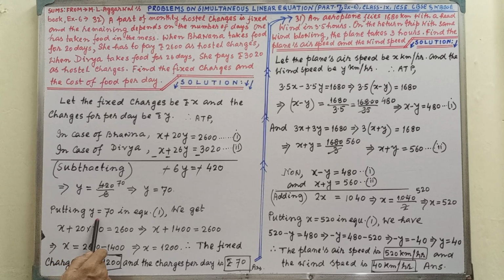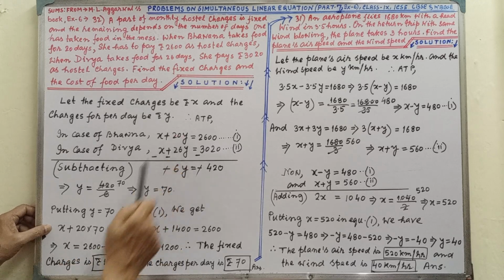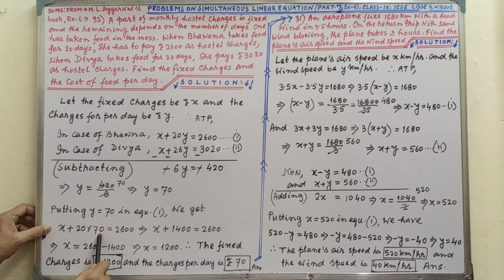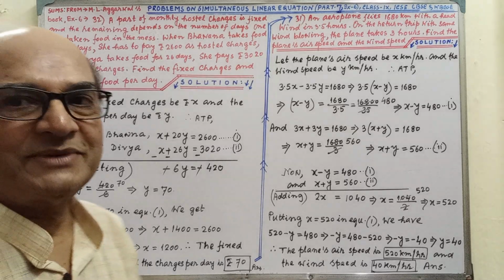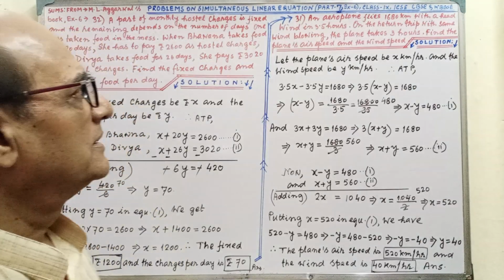Putting y equal to 70 in equation 1, in place of y we put the value 70. After putting and simplifying, we get the value of x, that is 1200. Therefore, the fixed charge is rupees 1200 and the charge per day is rupees 70. This is the answer. If you follow the steps, then you will easily understand.